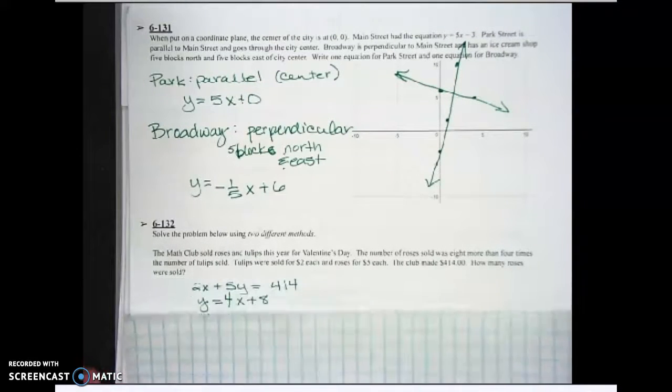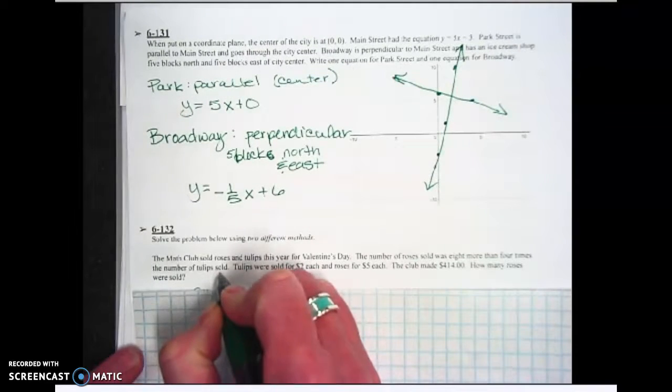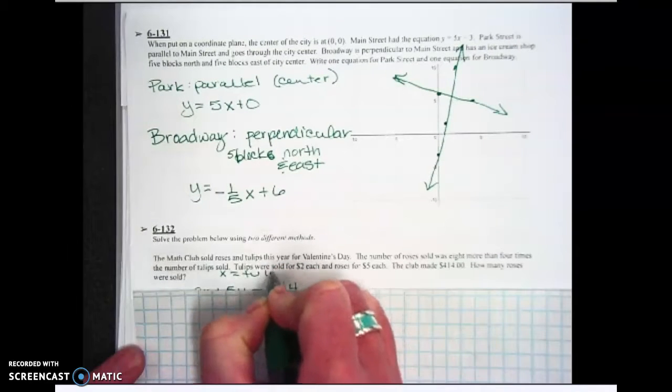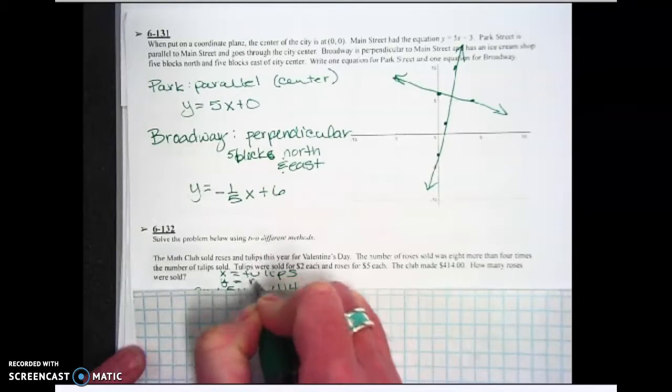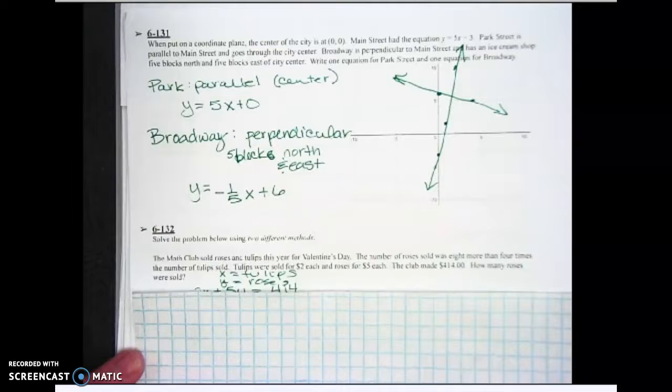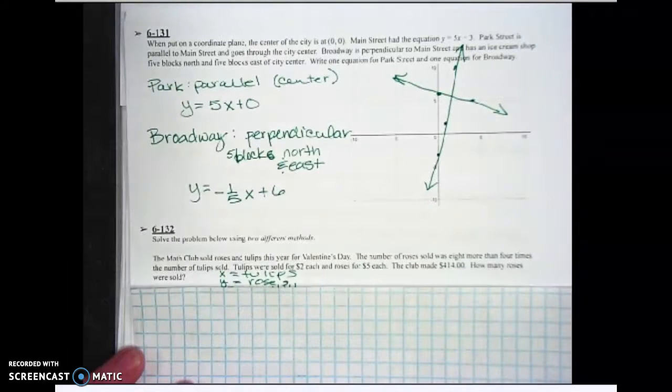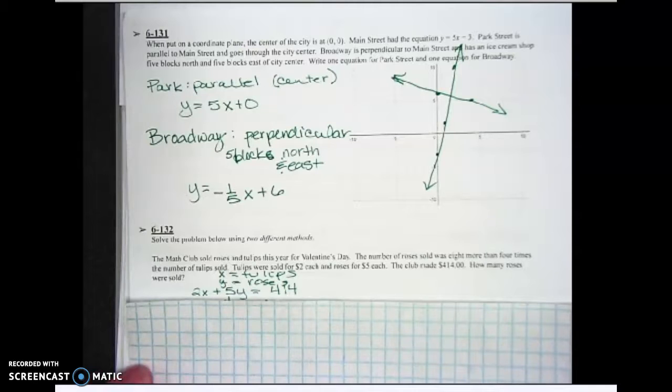All right. So I let X be the tulips and Y be the roses. And I wrote 2 equations. One of them's pretty obvious. It has to do with what? The money, right? How much were the tulips? $2 each. So mathematically, how do we say that? 2x. And then how much were the roses? 5. So how do we say that mathematically? 5y. So we're going to say 2x plus 5y equals 414.